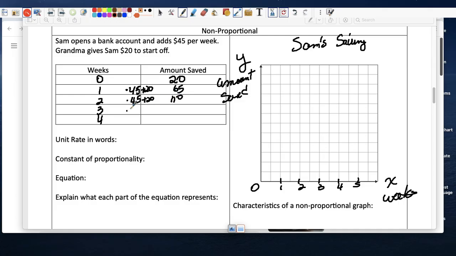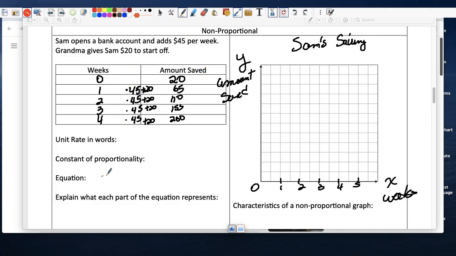3 weeks. 3 times 45, which is 135, and then plus 20, it's going to be 155. 4 weeks. 4 times 45, which is 180 plus 20, he's going to have 200. So, this is what we did. So let me take advantage of this.